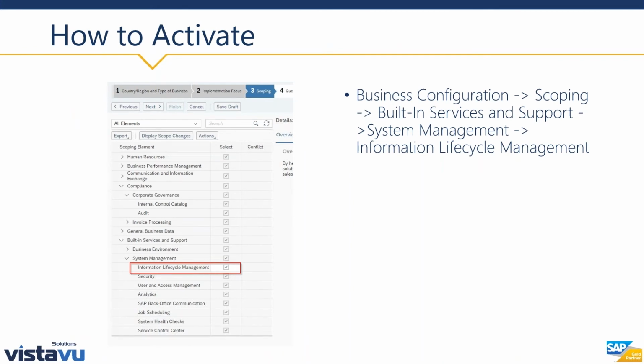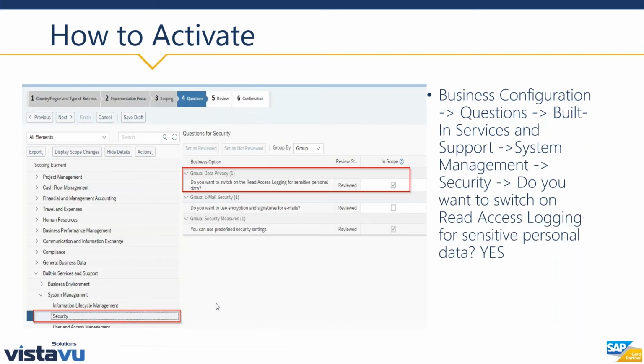How do we activate this? It's really, really simple. It's only one scoping configuration and one question. But it's kind of way down in the weeds within the business configuration. So you'll go into business config, go into scoping, under your built-in services and support, and then under system management, there is an option here called Information Lifecycle Management, and you'll pop that on and you're ready to go.